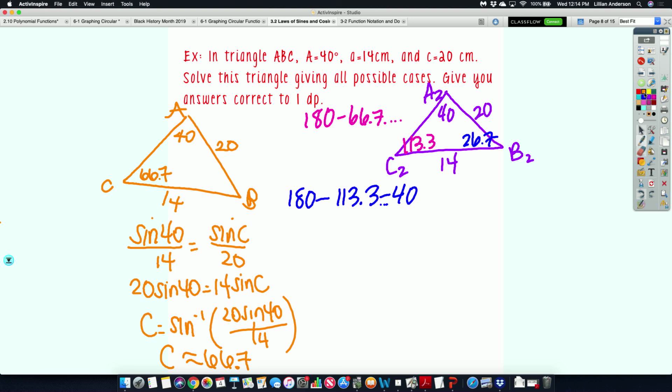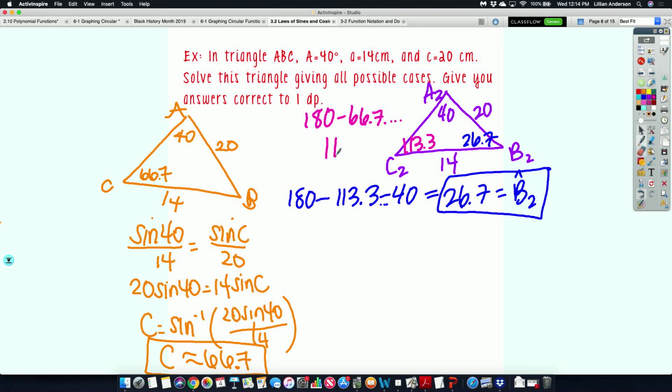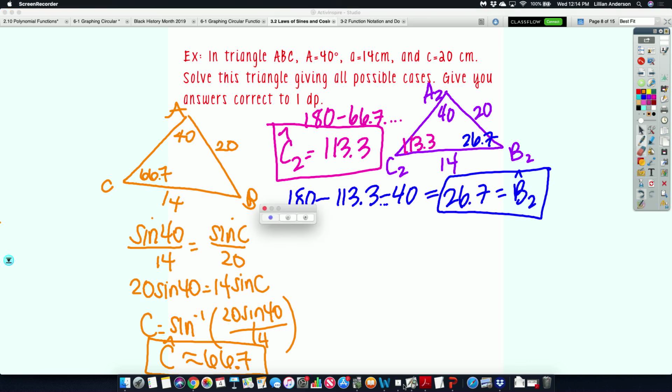Okay? So, can you guys find angle B and side B on the orange triangle for me, please? And then side B on the purple triangle. Can you guys do that? So you guys are finding angle B and then side B on the orange triangle using law of sines, and then side B on the purple triangle using law of sines.